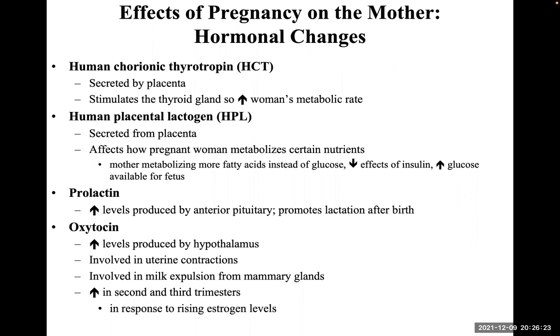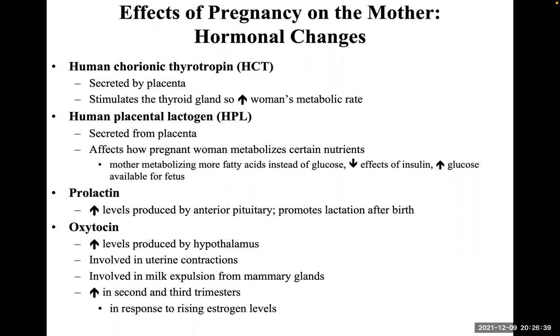Human chorionic thyrotropin. So thyro should remind you of thyroid, right? HCT is the acronym. This is also secreted by the placenta. And what this hormone does is it stimulates the thyroid gland and therefore it increases metabolic rate.